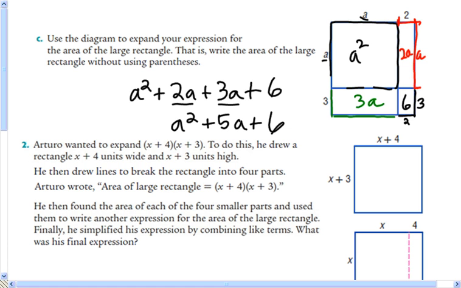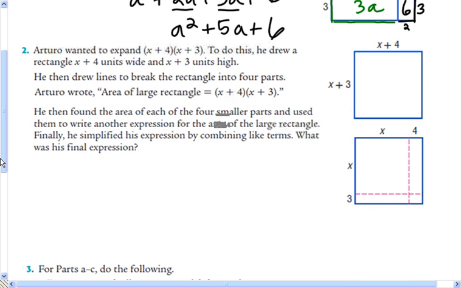All right. Now, Arturo wanted to expand x plus 4 times quantity x plus 3. To do this, he drew a rectangle, x plus 4 units wide and x plus 3 units wide. He then drew lines to break the rectangle into 4 parts. And he wrote the area of the large rectangle equals, and he's talking about this one right here, x plus 4 times quantity x plus 3. Again, length times width. He then found the area of each of the smaller parts and used the area to write another expression for the area of the large rectangle. Finally, he simplified this expression by combining like terms, which is just what we just did there.